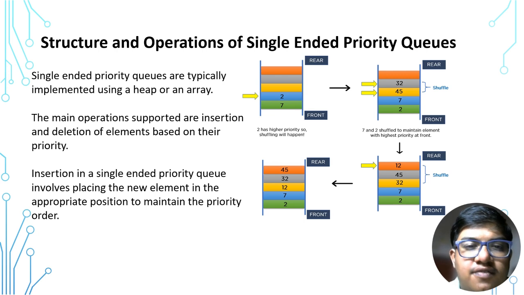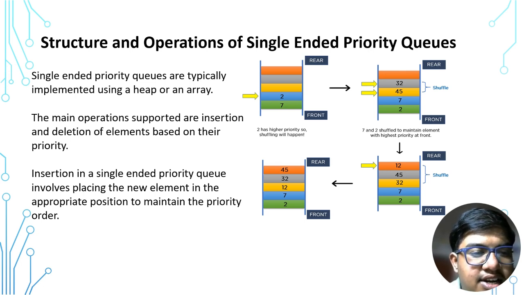Structure and operation of single-ended priority queues. Single-ended priority queues are typically implemented using a heap or an array. The main operations supported are insertion, deletion, sorting and searching, and many more. Unlike stacks, in queues you don't call them insertion and deletion. Here I mentioned it so that you can feel easier. But in actual queues, insertion is known as NQ and deletion is known as DQ.